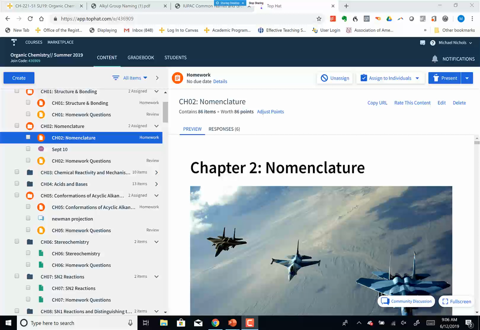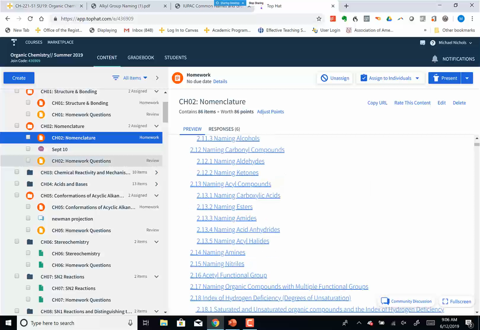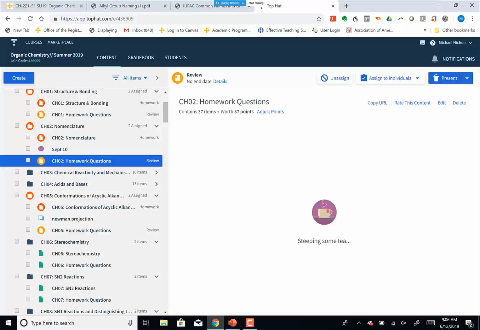So there's two types of problems here. When I look at chapter two, there's a first one that has the questions within the chapter itself. Those ones I'm asking you to do. There is also a homework problem, which I think you would access this way. It's a separate tab. These ones are just there for you to practice on.